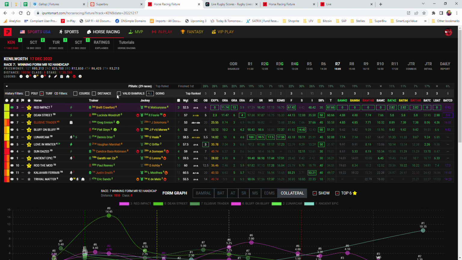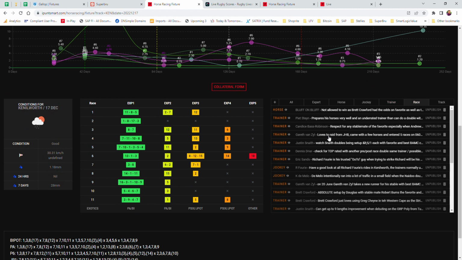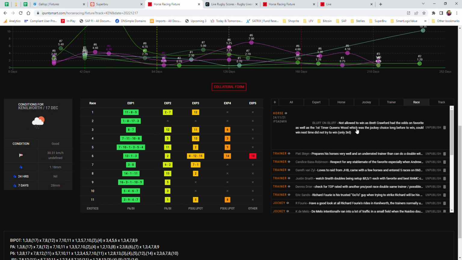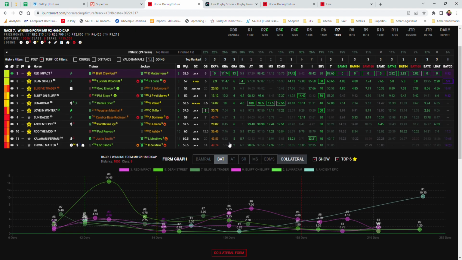Red Impact operated here, Brent Crawford and Kagiso Matsinyane has a nice little gap here of 3 lengths on the bat 42 form, but the bat CD is actually worse than Dean Street on that 5.8 versus 9.9. So I'll throw in Dean Street as well. Then Bluff on Bluff, we have made a note here on the race side, Bluff on Bluff. Yes, for Brent Crawford. So you can maybe check the notes on there as well.